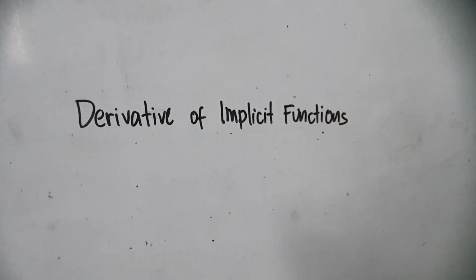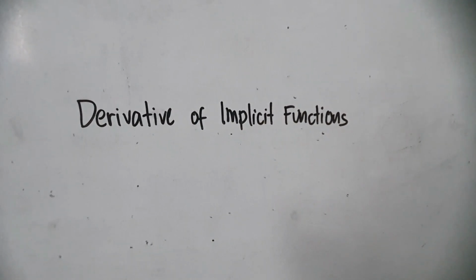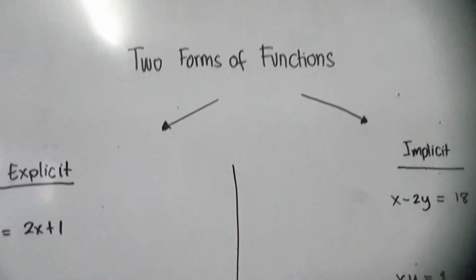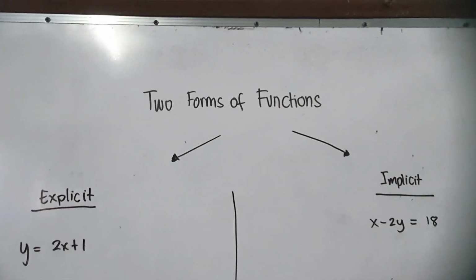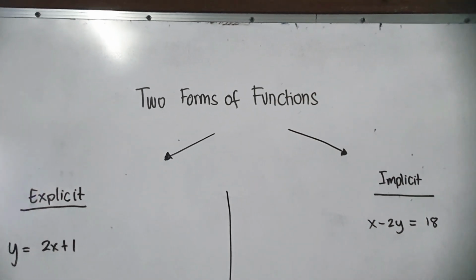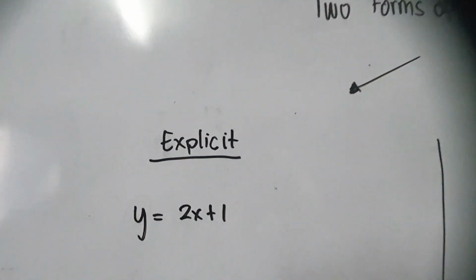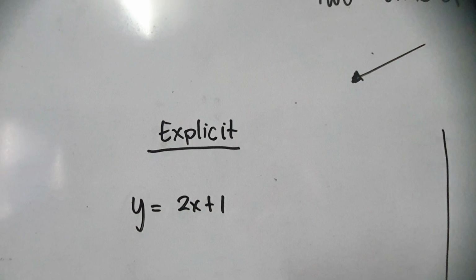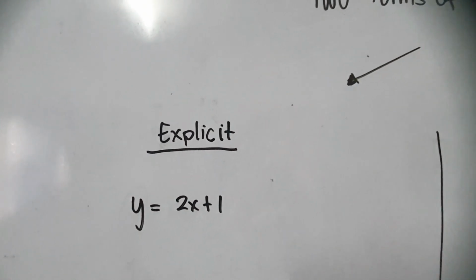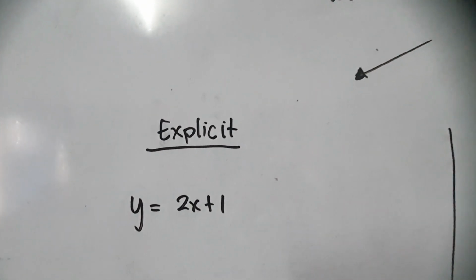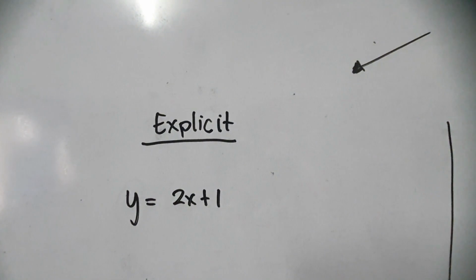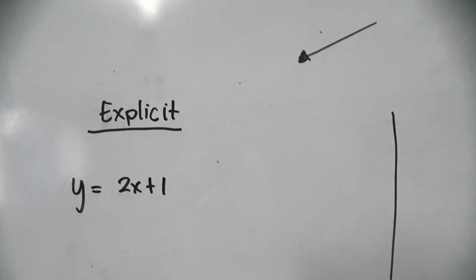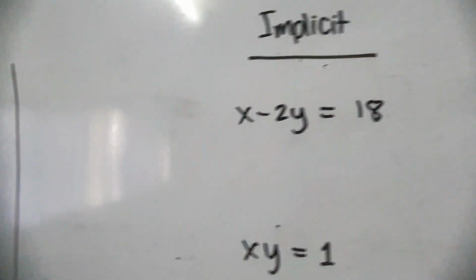Today we will learn about the derivative of the implicit functions. But before that, we need to learn what are the two forms of functions. On the left, we have what we call explicit functions, where y is explicitly shown in terms of x. Here in this equation, y is equivalent to 2x plus 1. So y is expressed directly in terms of x.